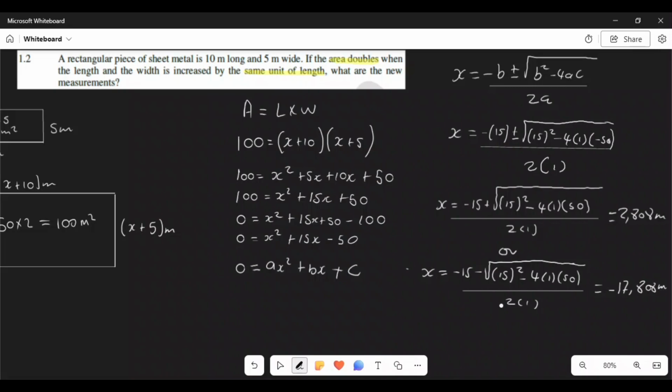So since we are dealing with a distance, we don't have a negative distance here, guys, right? So we scrap this one here. We scrap the one with the negative answer. So this one here, it's invalid. So this one, it's not applicable, guys. Right? So you leave this one here, not applicable. So meaning we have to take this 2.808 and then we substitute it on our formulas.